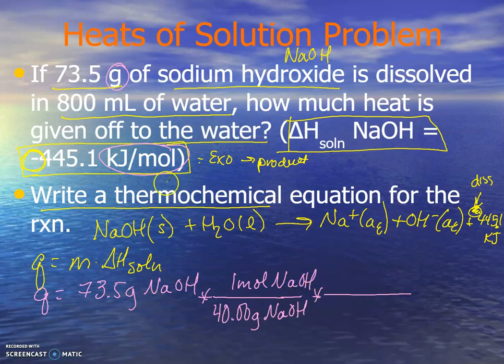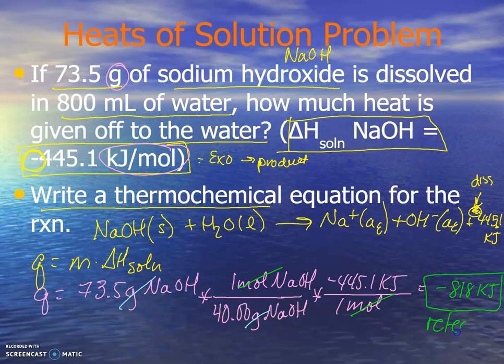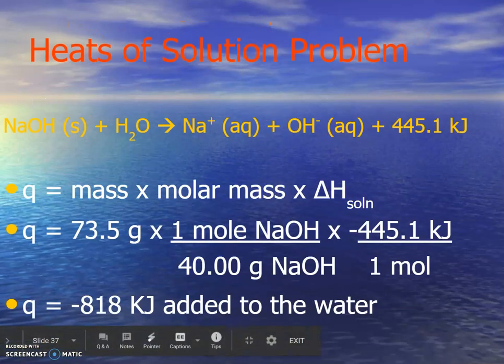And then lastly, I plug in my negative 445.1 kilojoules per 1 mole, and I get grams and grams to cancel out. I get my moles and moles to cancel out. Go and grab a calculator, and I get negative 818 kilojoules of energy that will be released. So how do I know it's released? Because it's negative, and it is exothermic, and it is a product.